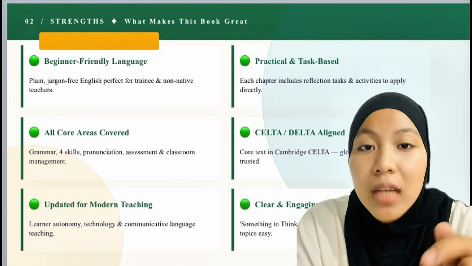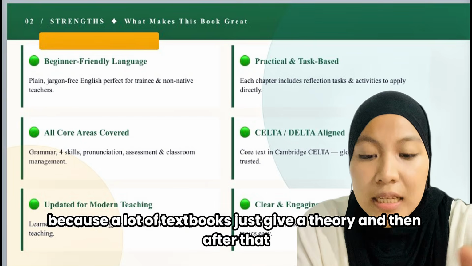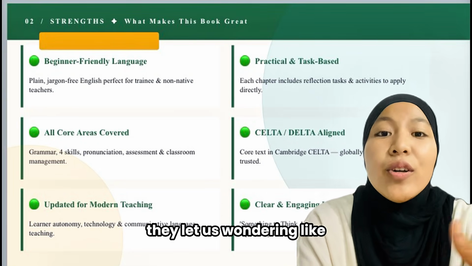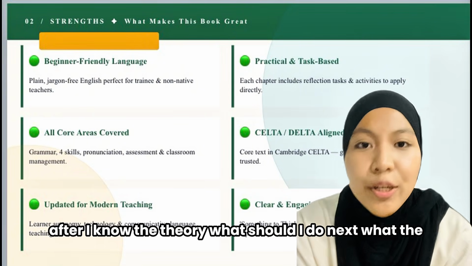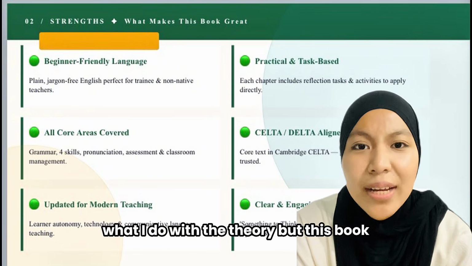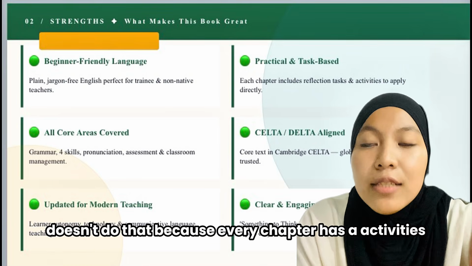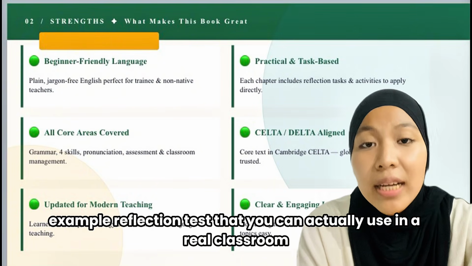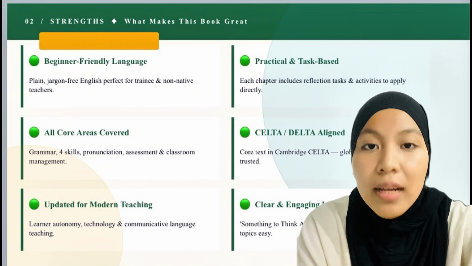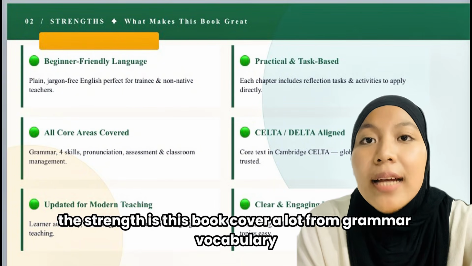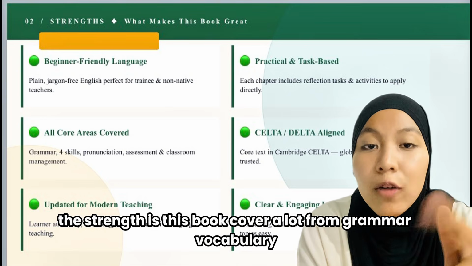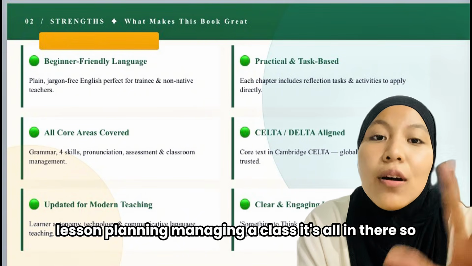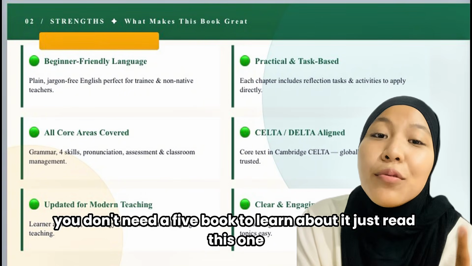And the second one, this book is really practical, because a lot of textbooks just give theory, and then after that they leave us wondering, after I know the theory, what should I do next? What do I do with the theory? But this book doesn't do that, because every chapter has activities, examples, and reflection tasks that you can actually use in a real classroom. And the third strength is that this book covers a lot, from grammar, vocabulary, four skills, lesson planning, managing a class. It's all in there. So you don't need five books to learn about it.